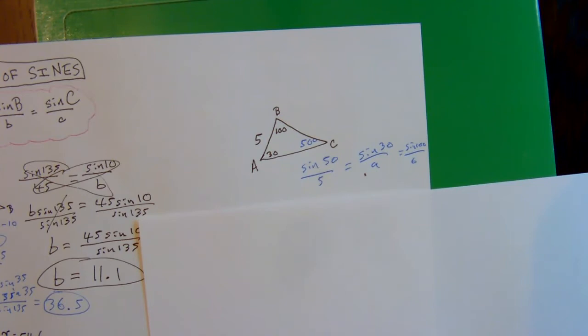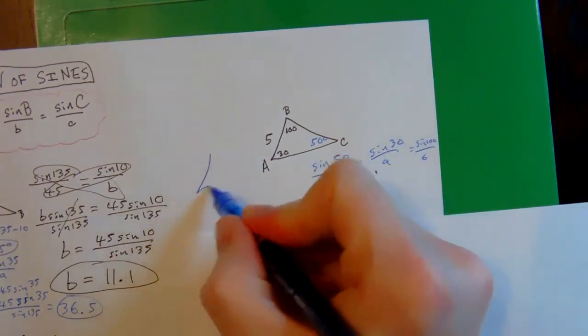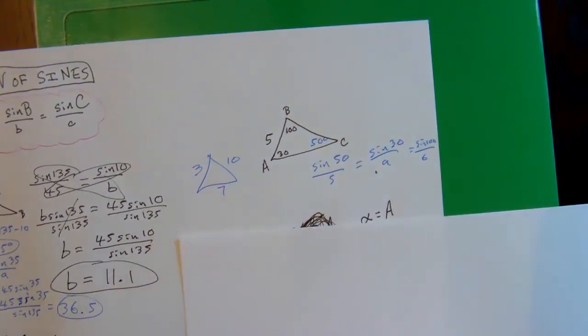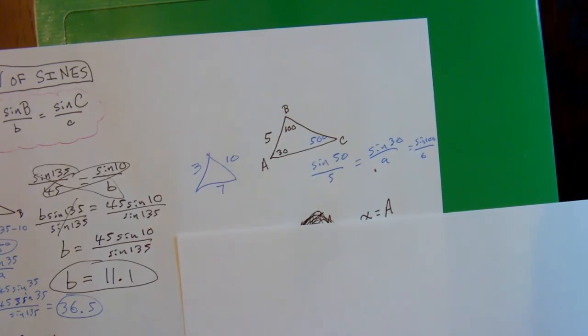And then what we'll see in the future is if I give you all three sides, this is 3, this is 10, and this is 7, and you don't know any of the angles to have that match, then you're not going to be able to use the law of sines on that. We got to use something called the law of cosines.